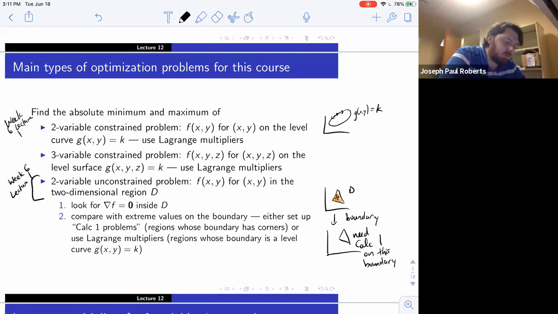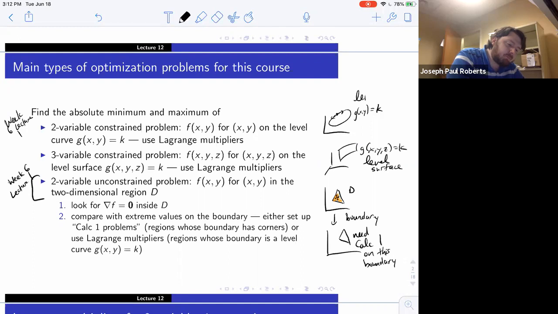Then we saw a different way. If the curve that you're interested in optimizing on is a level curve of the form g of x, y equals k, then we could do something called Lagrange multipliers, and that's what we ended yesterday's lecture with. To start off today, the third type of optimization problem that we'll do is a function of 3 variables, f of x, y, z, but it's still constrained in that we're going to be considering points x, y, z that live on the surface g of x, y, z equals k.